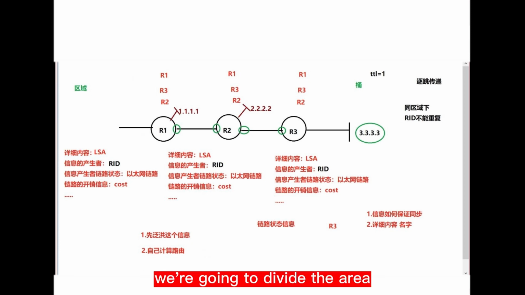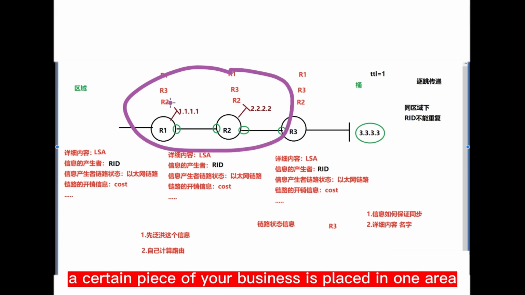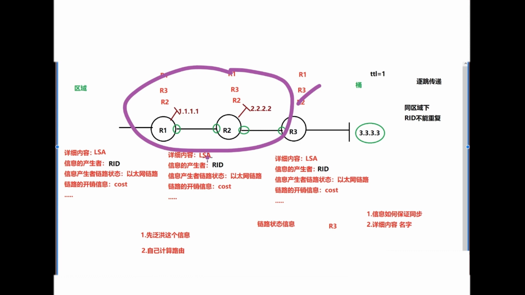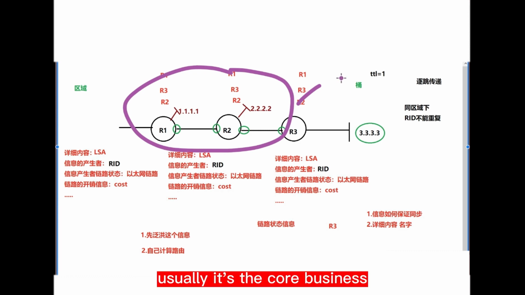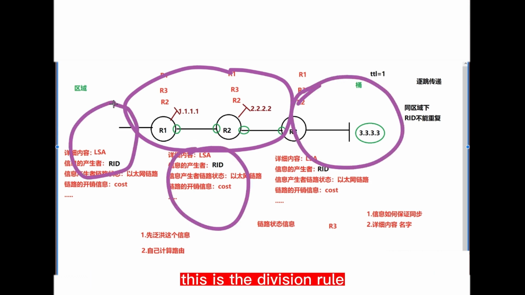We're going to divide the area. For example, in the future you will find in the project, we are going to run OSPF. Then a certain piece of your business is placed in one area. Usually it's the core business. It will be placed in this position. There will be some other areas next to this area. This is the division rule.